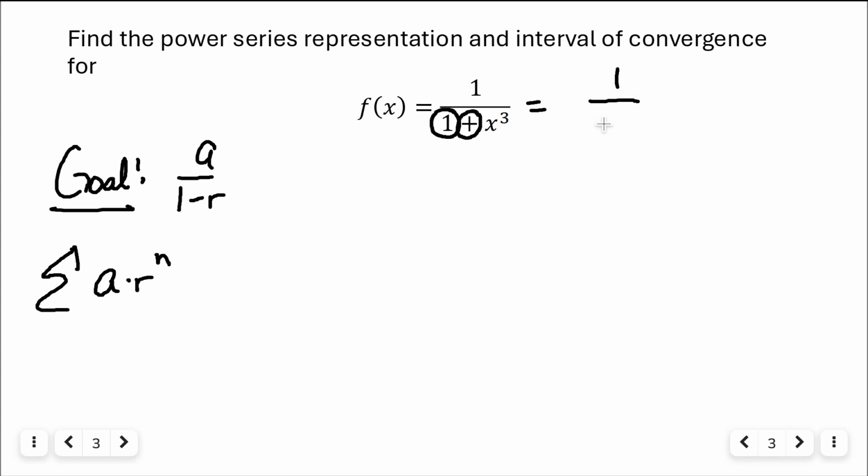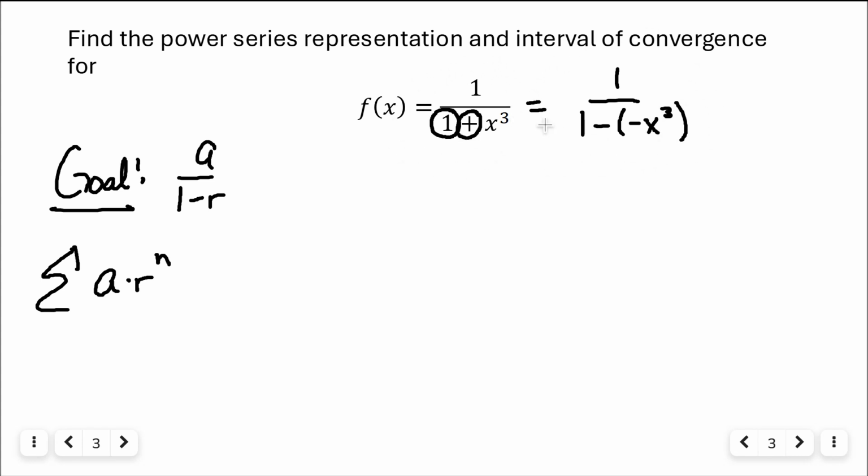We can convert this by writing 1 over, the 1's already there. Instead of writing plus x cubed, we're going to write minus negative x cubed, because that's the same thing as that, right? So we can't change the actual function itself.